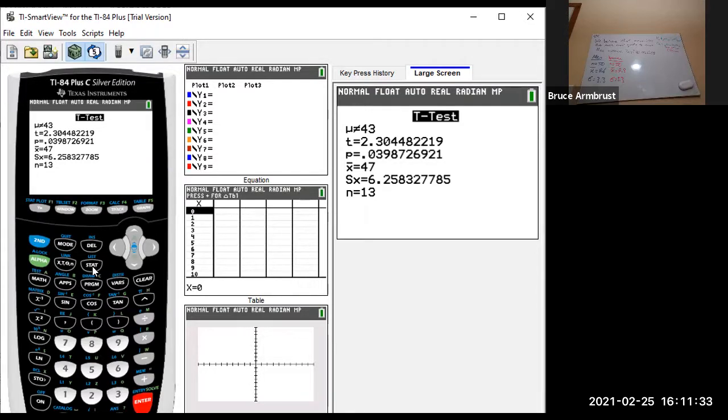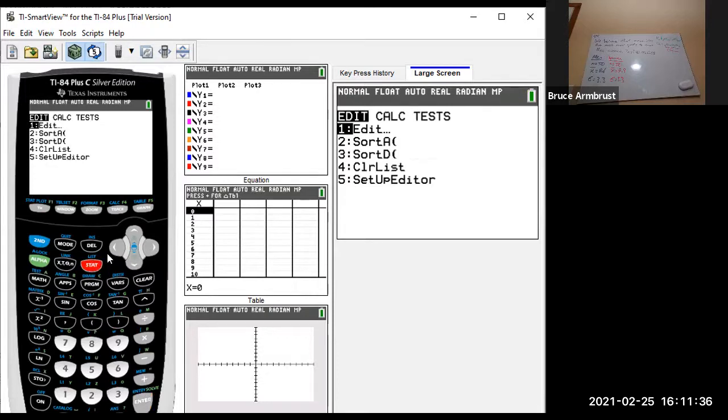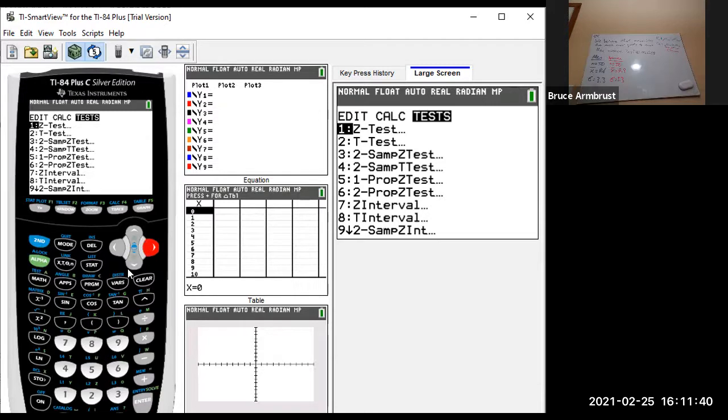So let's go back and look at our stat. We go to stat, and we are over to tests. In this case, we're doing a 2-sample test. If you look at all the ones that are 2s, we see a 2-sample Z test, a 2-sample T test, and a 2-prop Z test. Well, it's not going to be a 2-prop because we're not looking at proportions or percentages. We're looking at averages, at means. So it's going to be one of these.